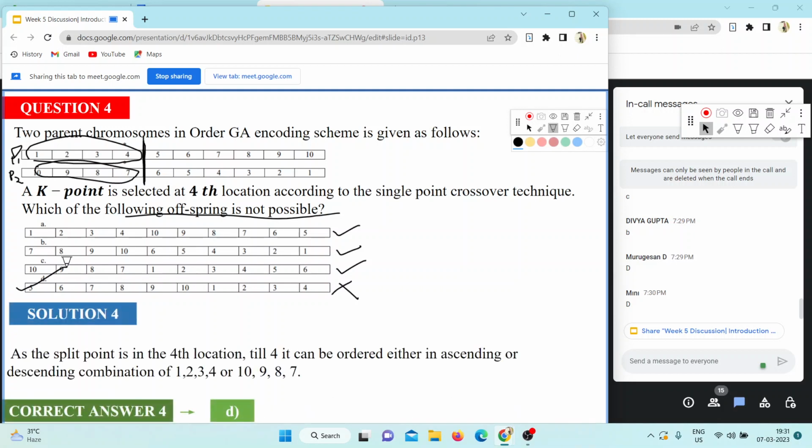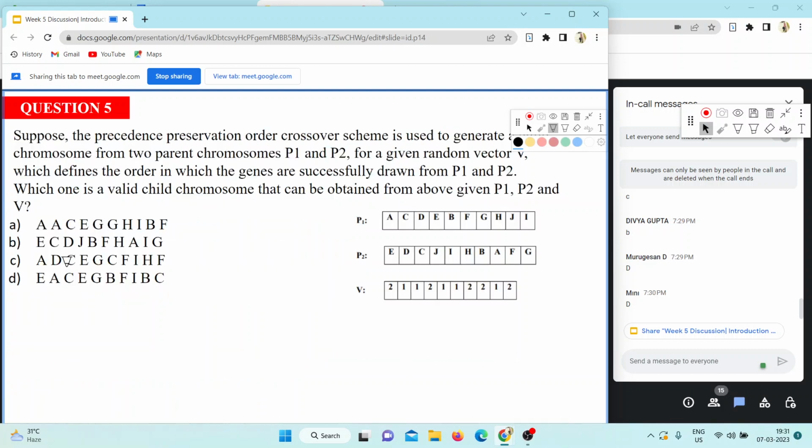Okay, so is this clear to all of you? Okay, so let's move to the next question. Suppose the precedence preservation order crossover. So here we are asked about precedence preservation order crossover, and we are given two parents, P1 and P2, and also we are given a mask, that is V1.